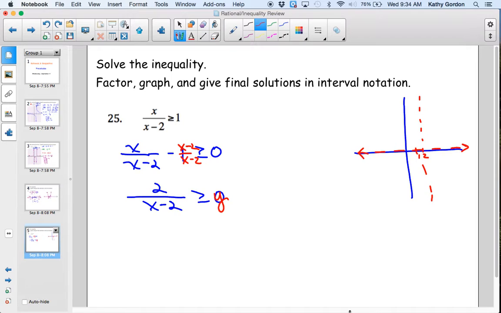Okay. Do I have an x-intercept? No, because my numerator is just 2. If I set that equal to 0, nothing's going to happen. Do I have a y-intercept? Negative 1. Okay, so it's going to look something like this, and then something like this.